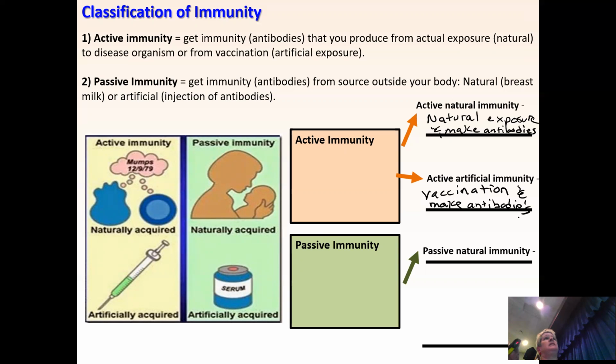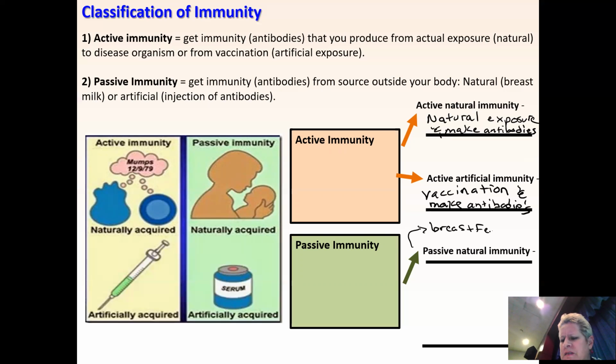So if I have up here under passive natural, what would be an example of that? Well, it's right there, right? What does that indicate? Passive natural immunity. You're getting the antibodies from breast milk. So a woman who breastfeeds her child, any antibodies that her body has made up until that point in her life, those antibodies pass across into the milk and the baby gets it. So that is breastfeeding.